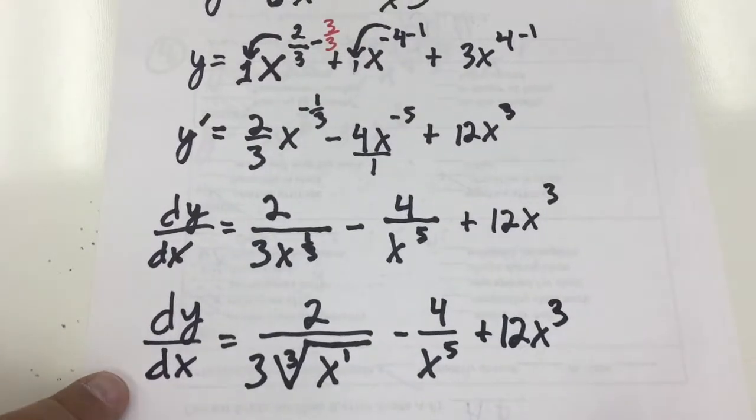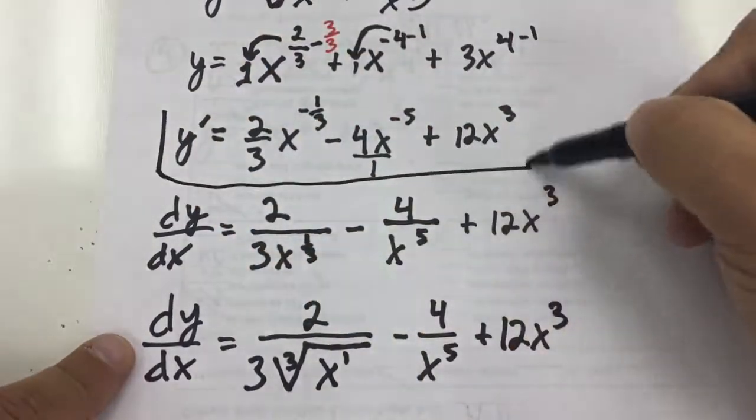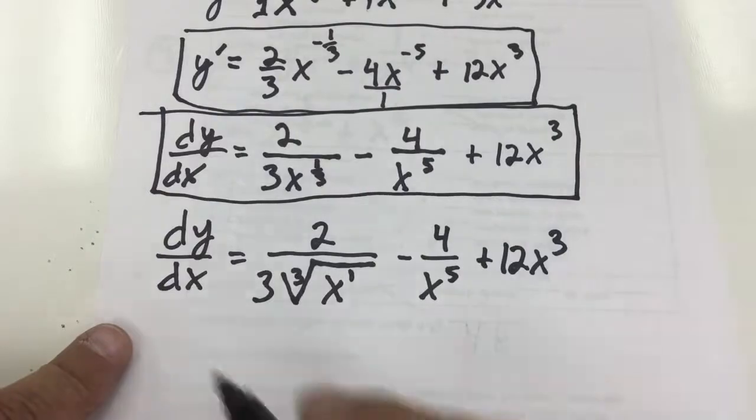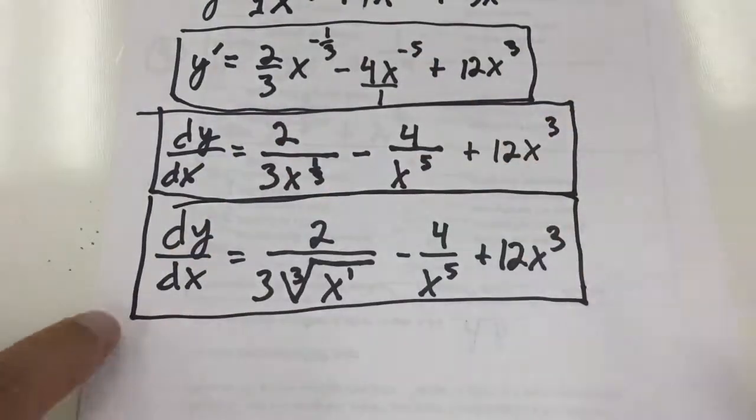It depends on who you're working with, where they allow you to stop. Some schools allow you to stop there. Some make you go to this step. And then in really extreme cases, they'll make you rationalize or unrationalize, whatever you want to call it, everything to get it to look like that.